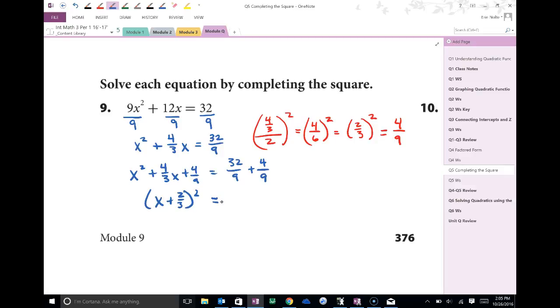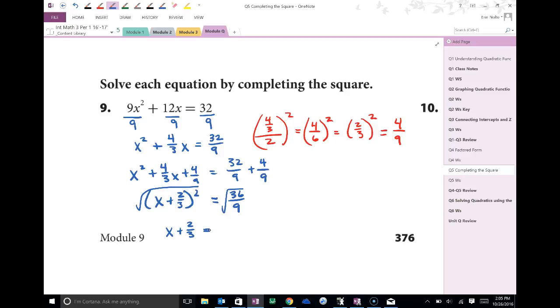Okay, on the right-hand side, can I add those two fractions together? What's 32 plus 4? 36 ninths. Now what's my next step? Square root it. Okay, and how do you square root a fraction? Just like squaring, you take the square root at the top and at the bottom.